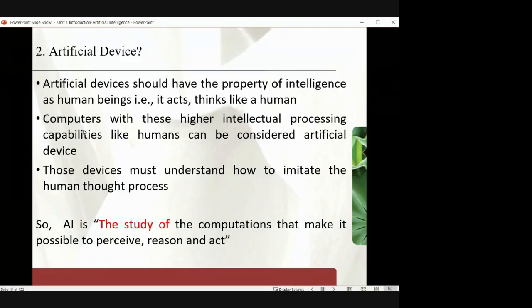Okay, so it means what? It can imitate the human thoughts. Is it possible to imitate human thoughts?